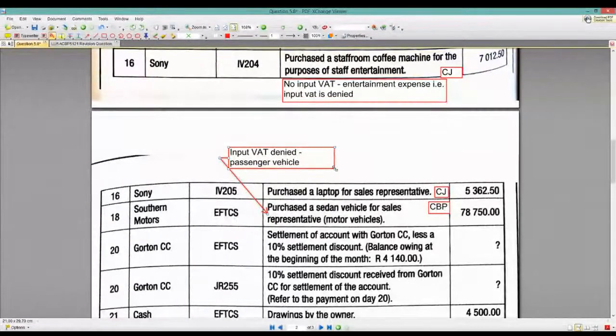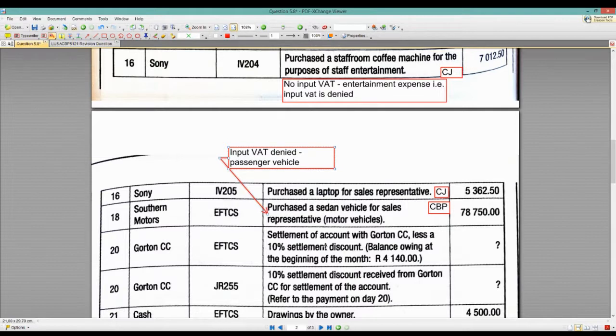Okay. Then on the 20th, Gorton CC, settlement of account of Gorton CC less 10% settlement discount. Okay, so here you get a 10% settlement discount, but we don't know what the value is. So here we will have to work out the value. What you will have to do is they give you the opening balance, and then we'll have to see what other purchases and returns we make to work out what is the new balance, and then we only apply the 90%.